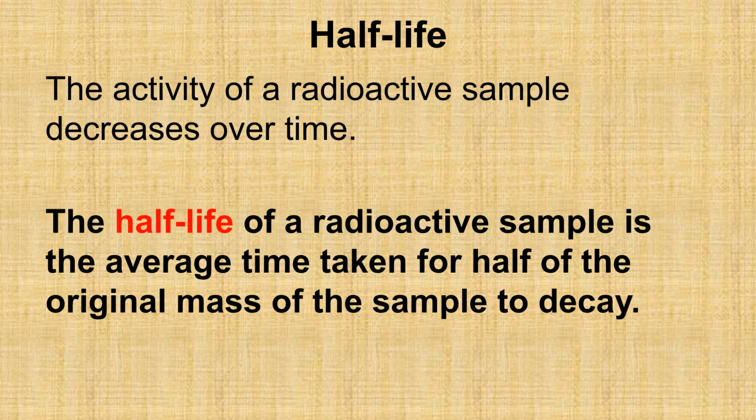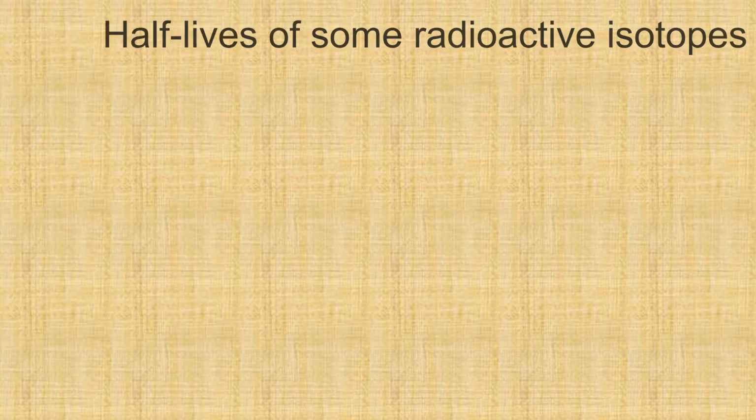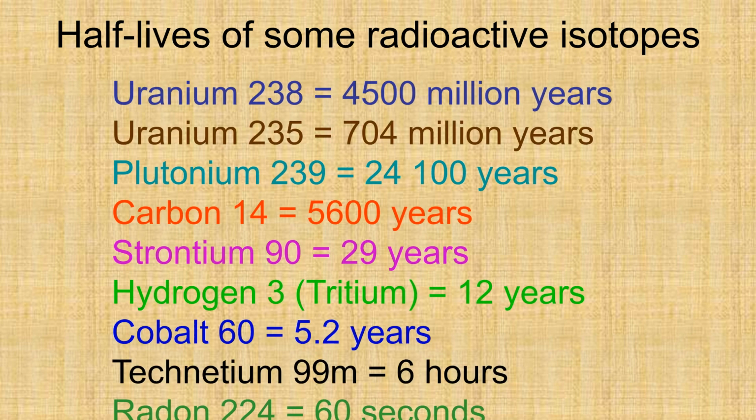Half-life is the average time taken for half of the original mass of a radioactive sample to decay. The activity of a radioactive sample decreases over time. Half-lives vary greatly between isotopes. Uranium-238 has a half-life of 4.5 billion years, while helium-5's half-life is an incredibly short 1 × 10⁻²⁰ seconds.